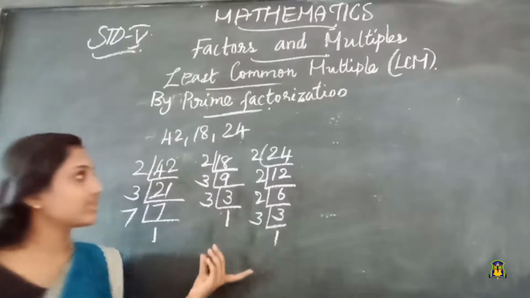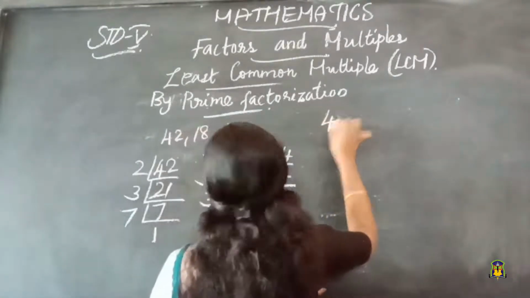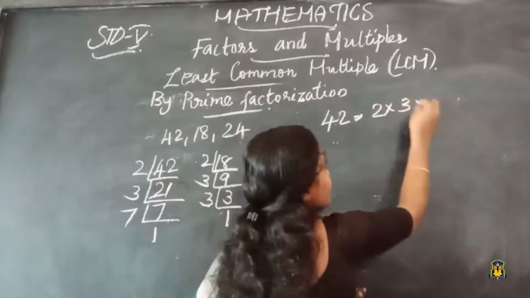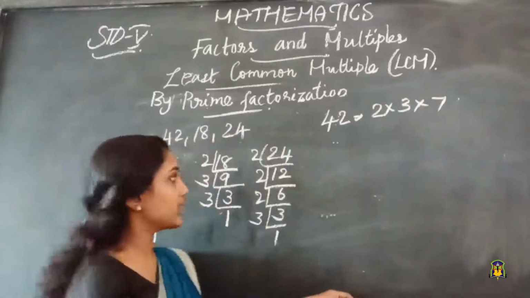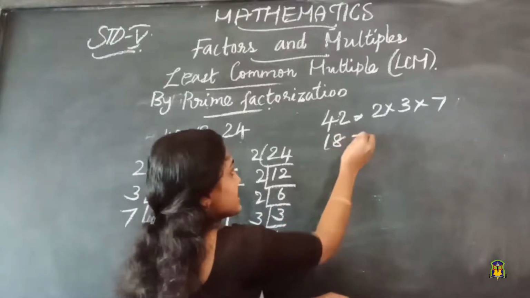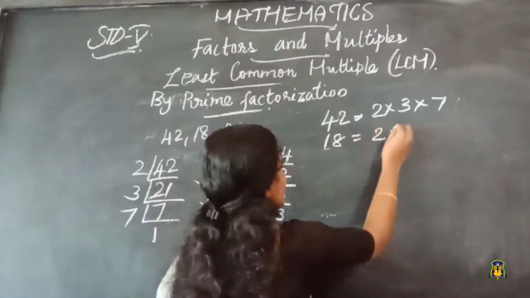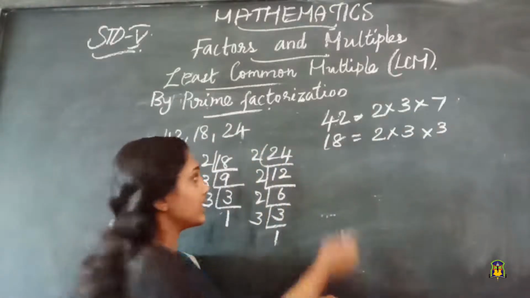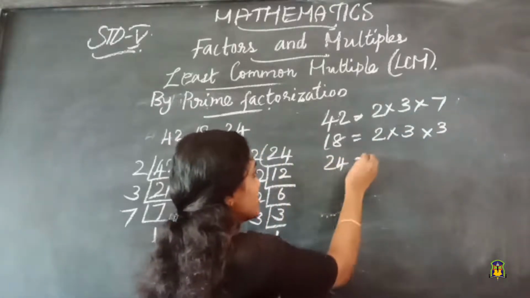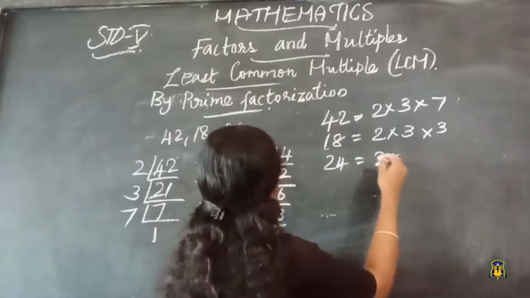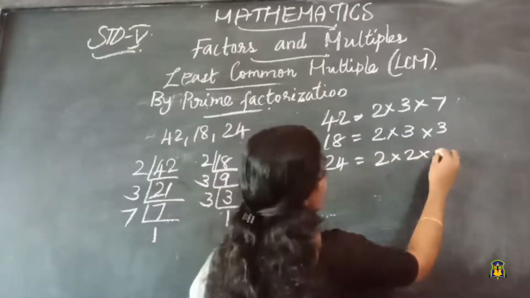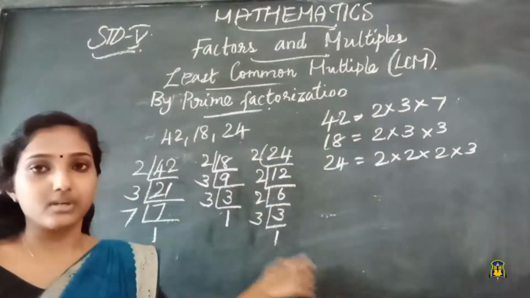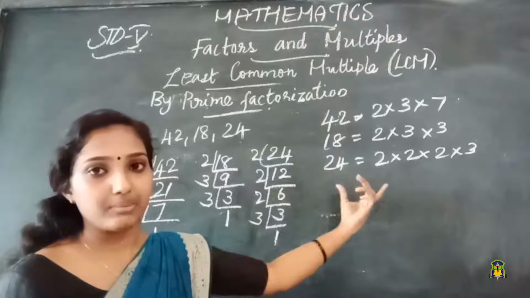Now we can write them as products of these prime numbers. So 42 is equal to 2 into 3 into 7. Next is 18. 18 is equal to 2 into 3 into 3. Next is 24. 24 is equal to 2 into 2 into 2 into 3. So now we have written these numbers as the product of prime numbers.